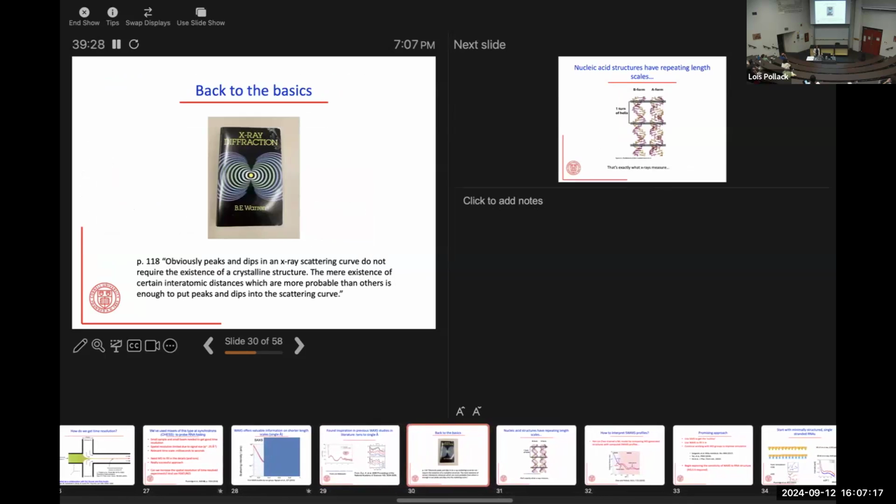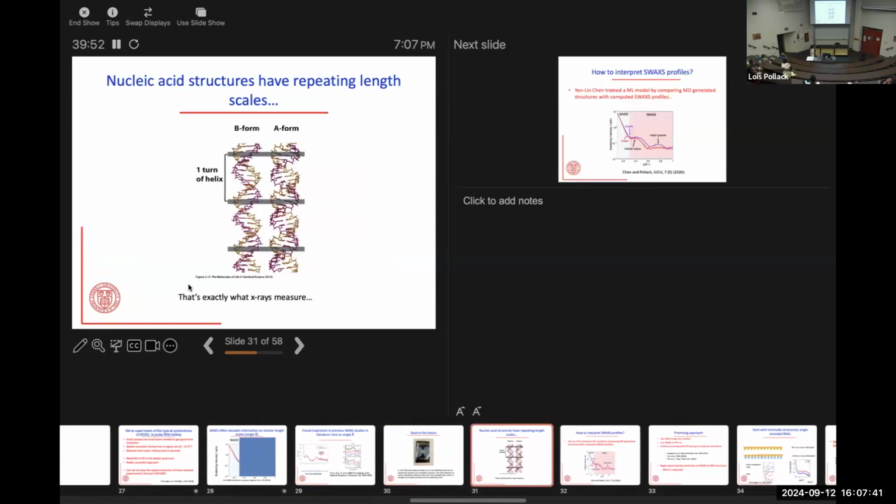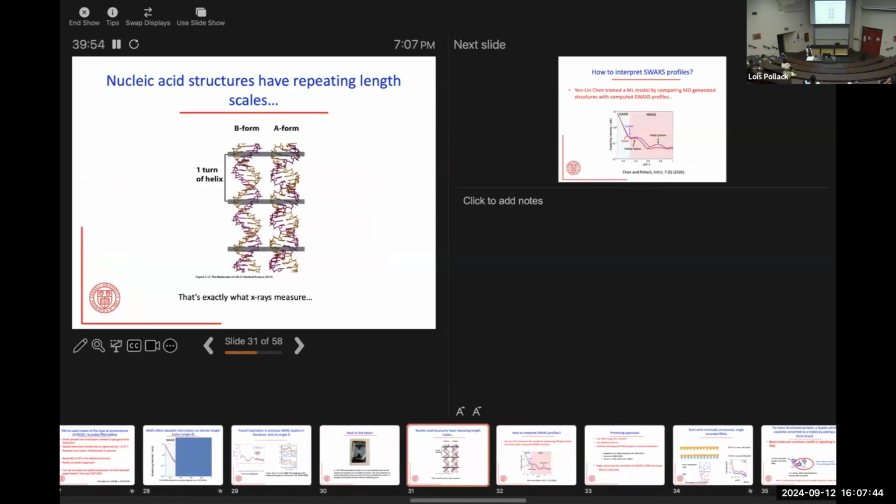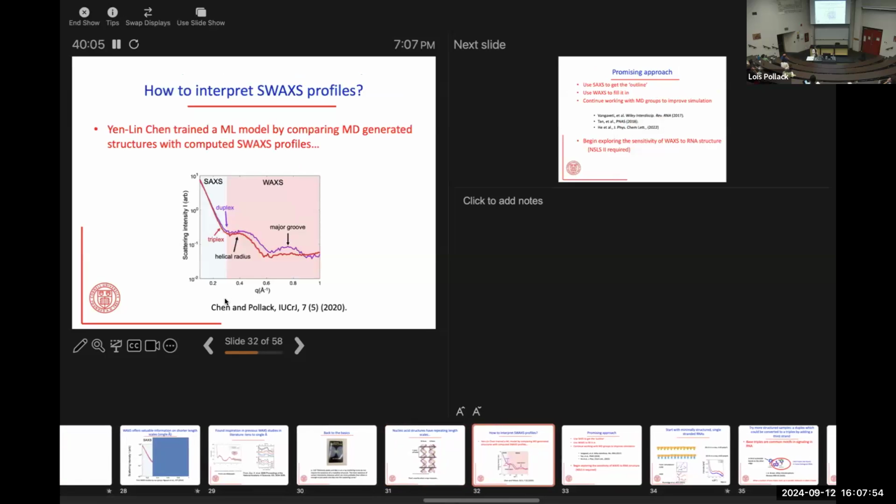Here I went back to the basics, and this is one of my favorite books, X-ray Diffraction by Warren. I have a really old copy in my office, and here it says, peaks and dips in a scattering curve do not require crystals. The mere existence of certain interatomic distances, which are more probable than others, is enough to add these peaks and dips. And so if you go back and look at the structures of DNA and RNA, oh my gosh, there are repeating distances and length scales all over the place here. And that is what is reflected in those peaks in the wide angle scattering profile. So that's what we measure.